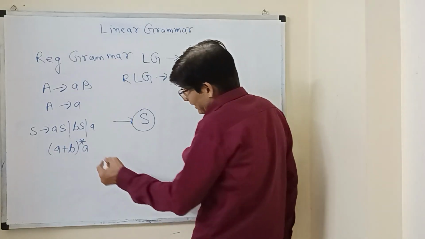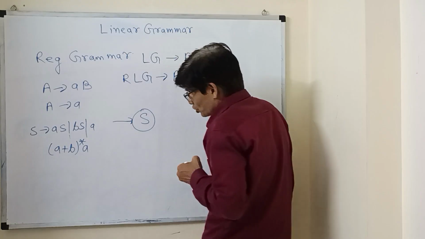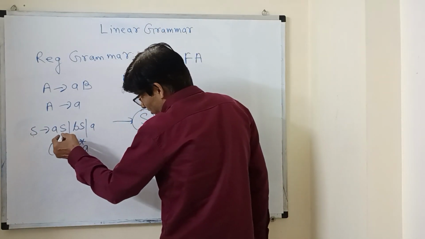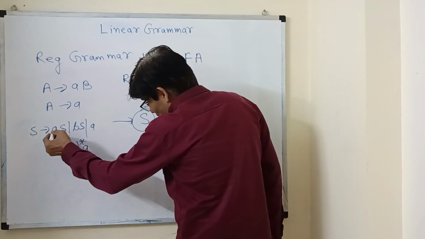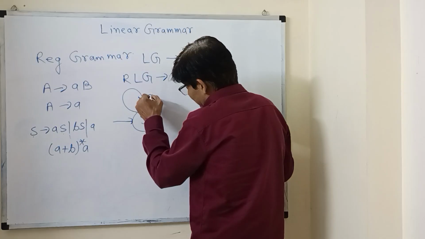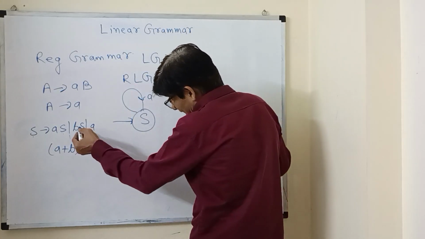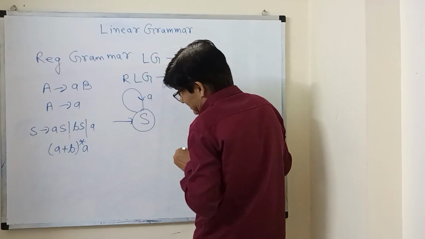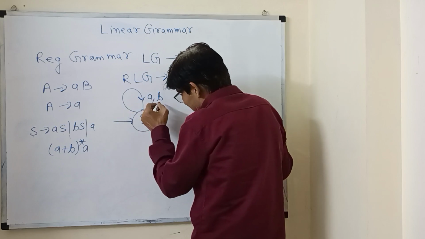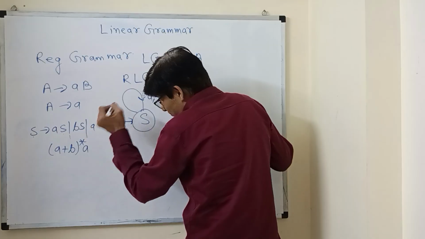Now on S, we have the production S gives aS. So this is your current state and this is your next state on this particular transition. So you can create one self loop of a on S. Then again we have S gives bS. So you can create one more self loop of b on S. Then you have S gives a.